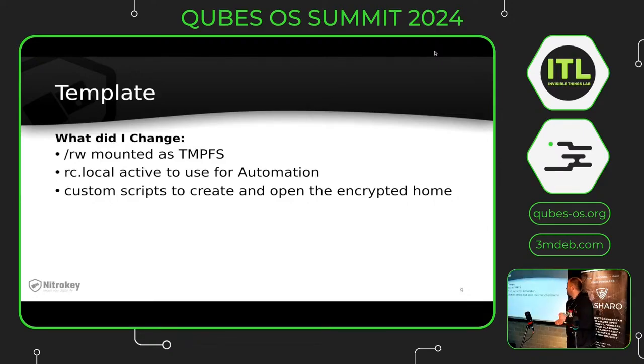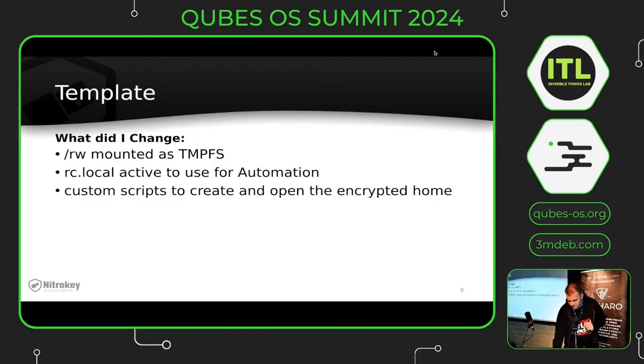Then I actually activated rc.local. This can probably be done differently, but it was the easiest way for me, for the automation. And basically, I have two scripts, one for creating and one for opening the encrypted home. And that is missing here, I realized, for the split LUKS, I call it now. Maybe it's not the best name. I actually added some Qrexec service. If you are aware of how split SSH works, it's basically kind of the same. It's not using the socket, but yeah, it's kind of the same.